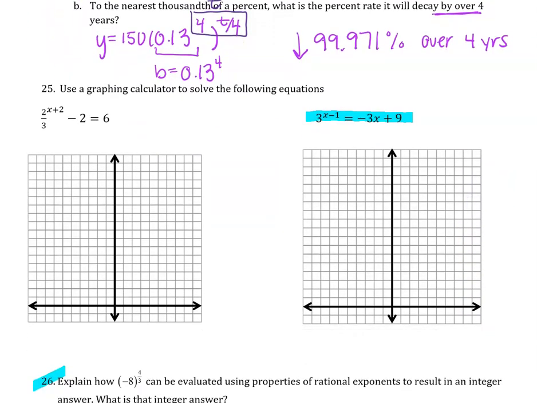Okay. Next for 25, if you're going to use your graphing calculator to solve these, again, graphically, what you're doing is plugging the left side of the equation in for y1, the right side of the equation in for y2, and then doing intersection in your calculator. So second trace, intersect. So I'll show you real quick what that looks like.